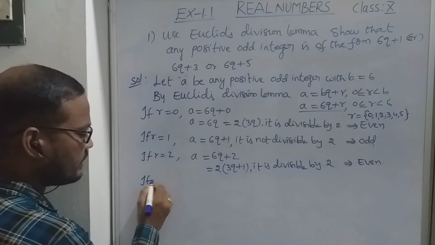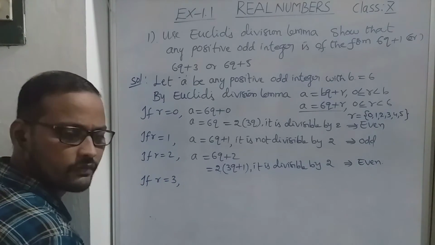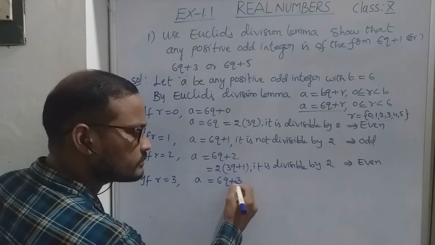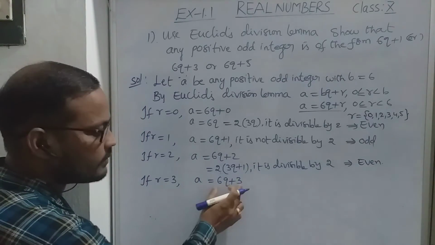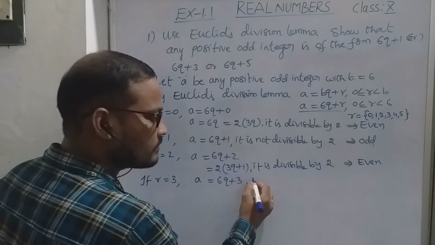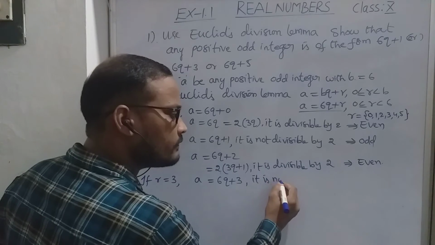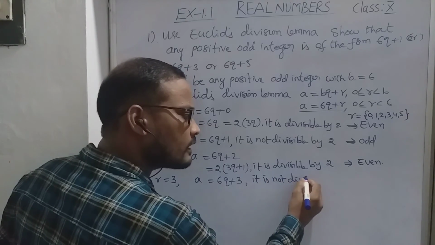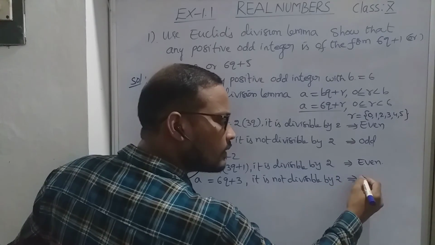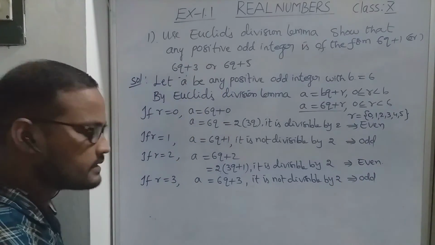Next, if r is equal to 3, then a is equal to 6q plus 3. So it doesn't contain the common factor 2. That's why it is not divisible by 2. So it is an odd number.